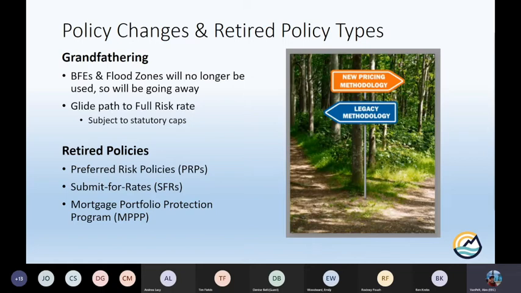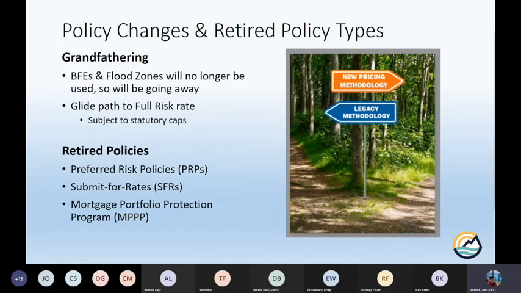Submit for rates. These are the ones where they're either severe repetitive loss, they are negatively rated, or something like that. These are the ones that would be submitted directly to FEMA for rating. Those are going away because, again, all of that is going to be built into the rating engine now. You no longer need FEMA to do that. Therefore, submit for rates are going away.